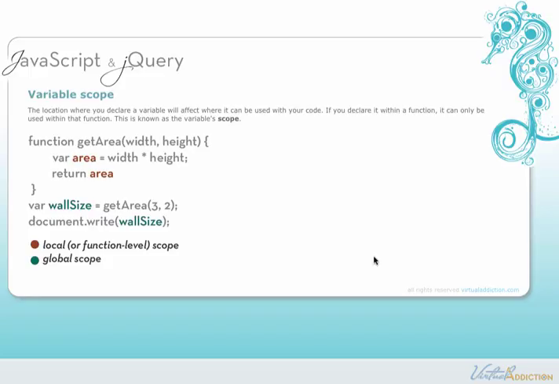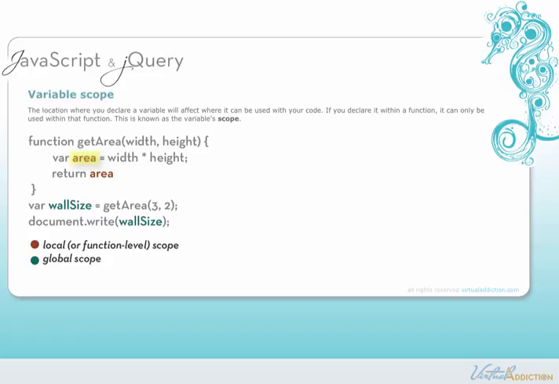When a variable is created inside a function using the var keyword, it can only be used in that one function. It is called a local variable or function level variable. It is said to have local scope or function level scope. It cannot be accessed outside of the function in which it was declared. Here, the variable area is the local variable.